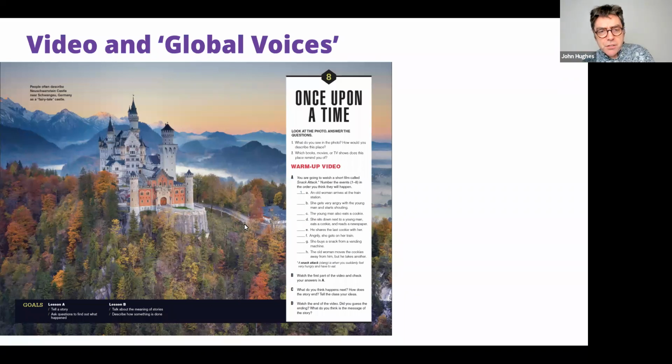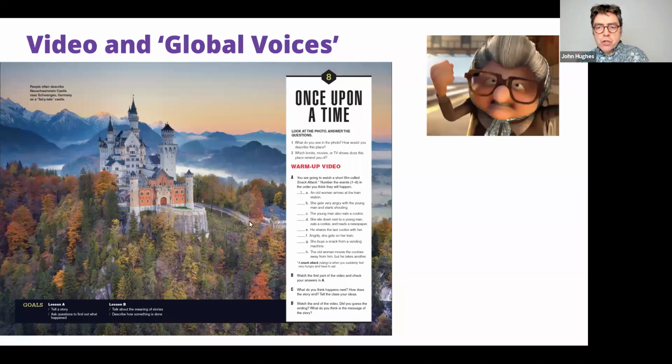So let's take this unit as an example. This unit is called Once Upon a Time. It's obviously about storytelling, quite a lot of the unit. And in the warm-up videos, students watch a piece of an animated movie. Now, what's interesting about the animated movie, and you can see a picture of the older woman in the video at the top right-hand corner of the screen now.